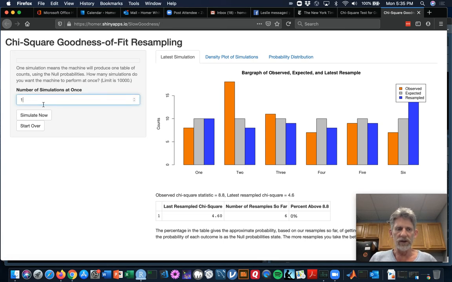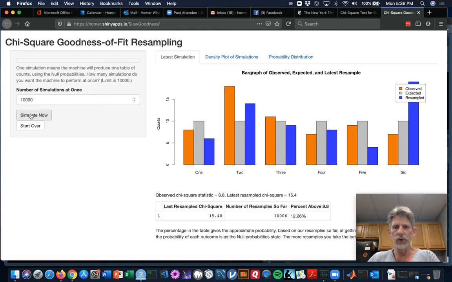So once we've seen this happen a few times, we could go ahead and simulate a lot. I'm going to simulate like 10,000 times. Boom. It happens very fast. The very last simulation got me a chi-square statistic of 15.4, and you can see why that happened. It looks like I got a whole lot more 6s than expected. See here, this big blue tall bar, much higher than the 10.